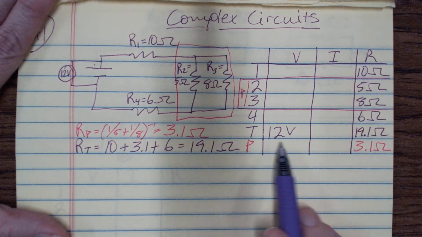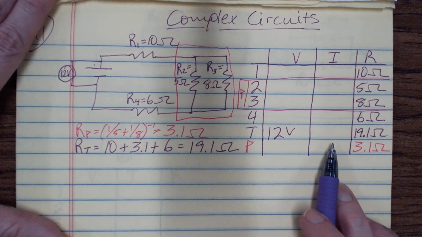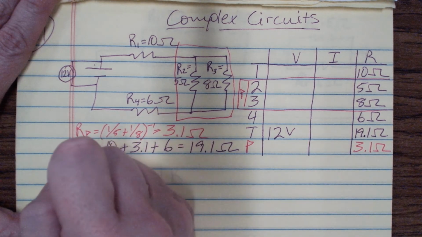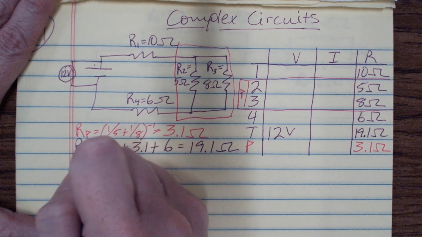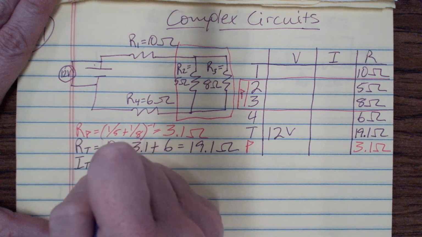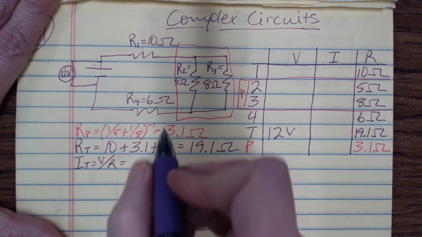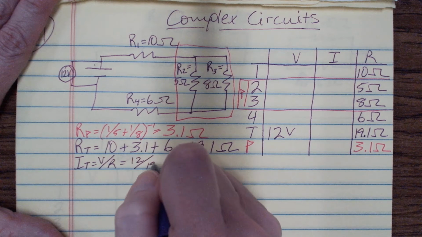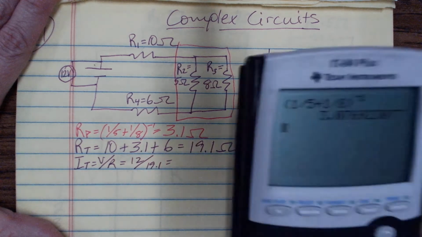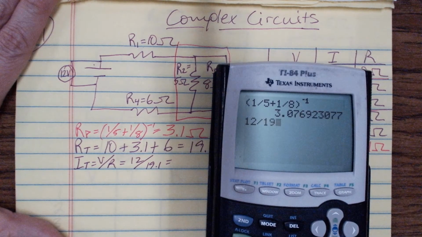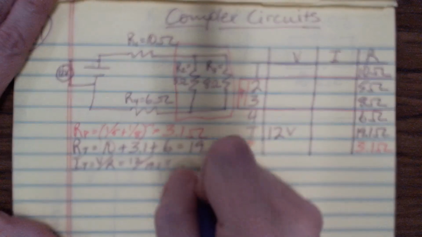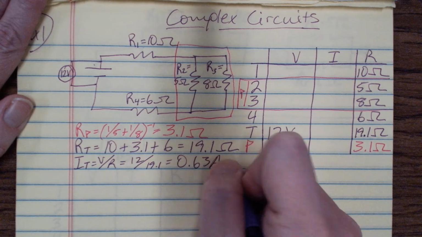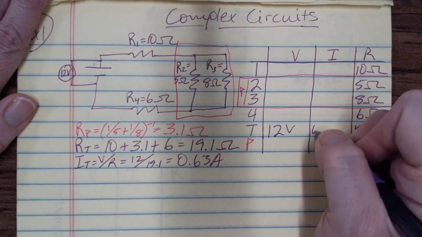Okay, so now I've got 2 out of 3 in that row, so I can find the current on the battery. So using Ohm's law, V equals IR, so I equals V over R. So 12 divided by 19.1. 0.63 amps. So that's the current on the battery.